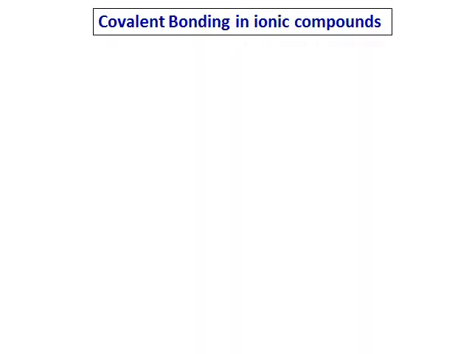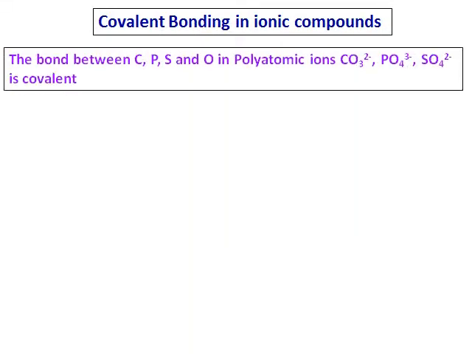So let's do further on covalent bonding. We are dealing with covalent bonding in ionic compounds. What I mean by that is, in the case of compounds of carbon, phosphorus, sulfur and oxygen, when they form polyatomic ions like carbonate, phosphate, sulfate, the bond is covalent. So what is the bond which is covalent? The bond which is formed between carbon and oxygen, or phosphorus and oxygen, or sulfur and oxygen, is covalent. And these polyatomic ions have a charge on them.